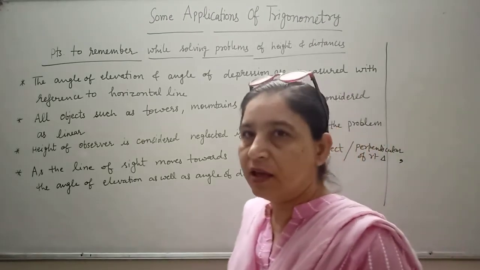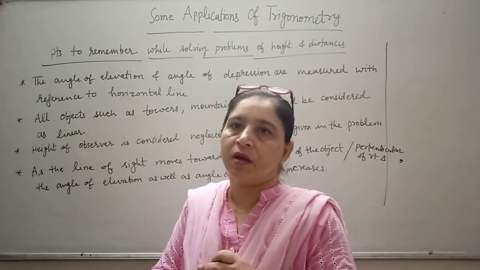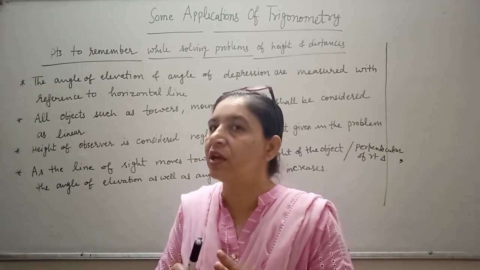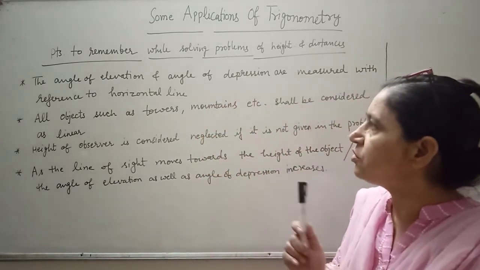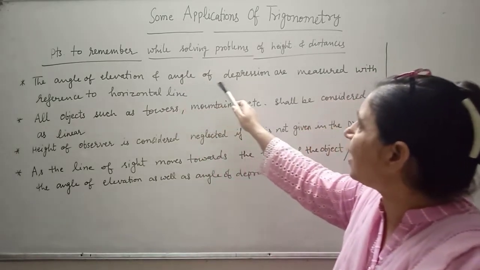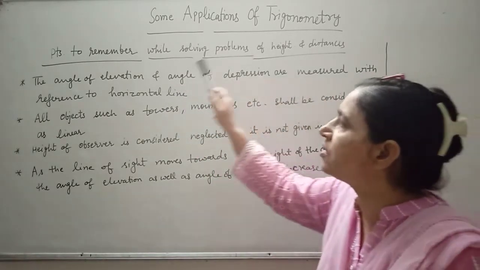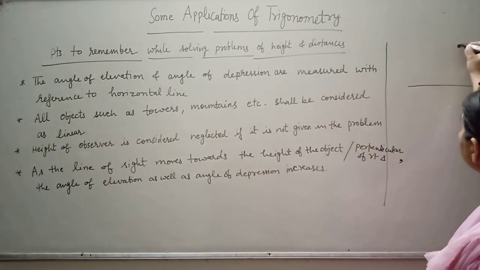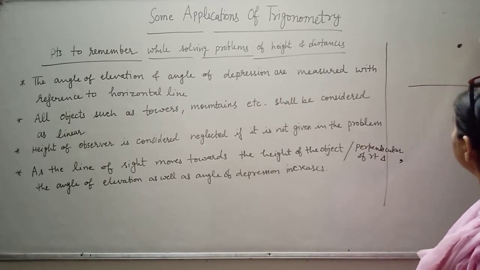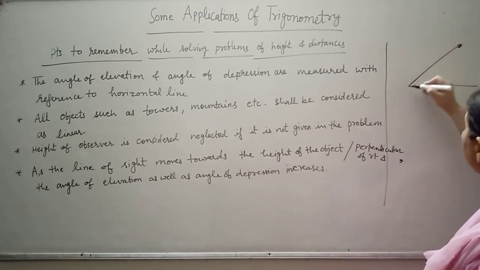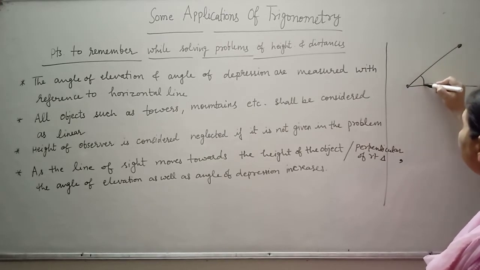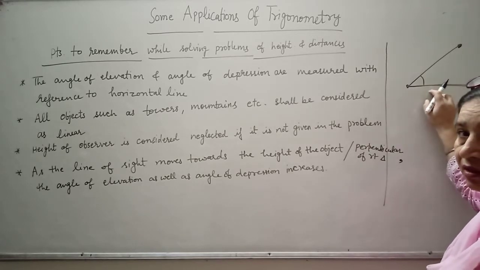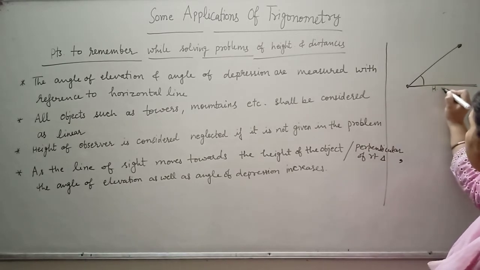Students, before starting the problems of this chapter, let me tell you a few points which you are to take care of. First of all, the angle of elevation and angle of depression are measured with reference to the horizontal line. As I told you, this is the horizontal line. If the object is kept here above the horizontal line, and this is your eye, then this is the angle of elevation, which is measured with respect to this horizontal line.